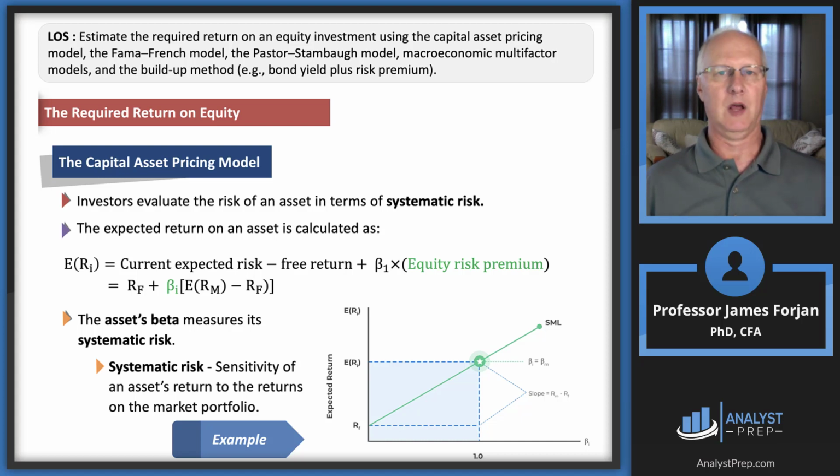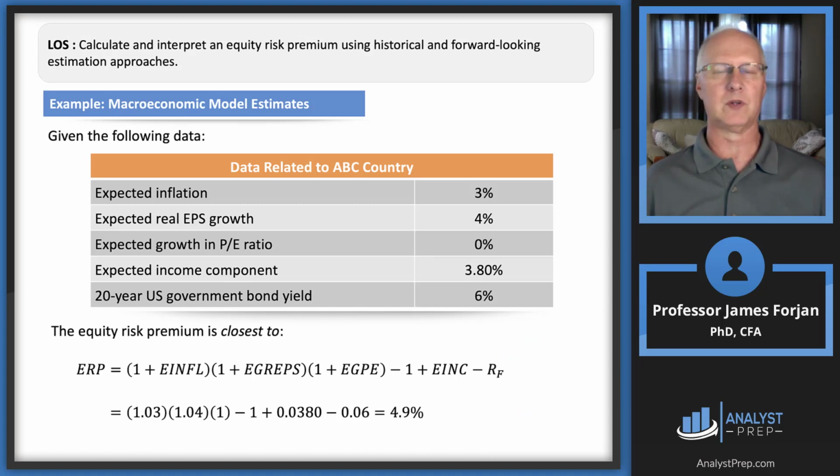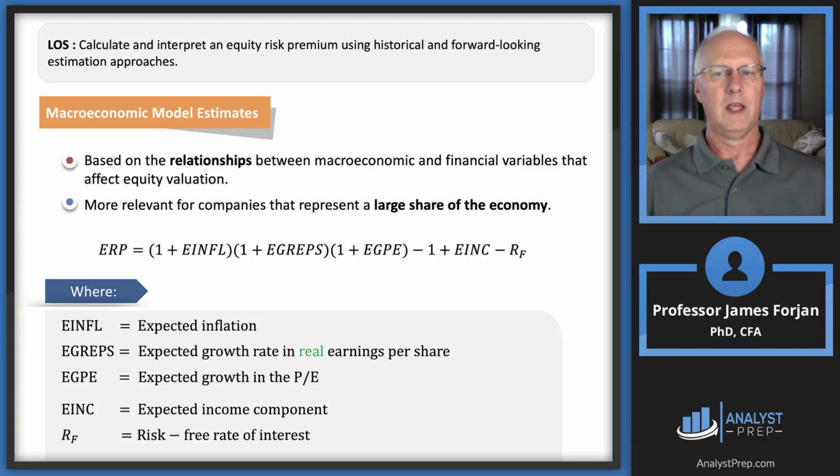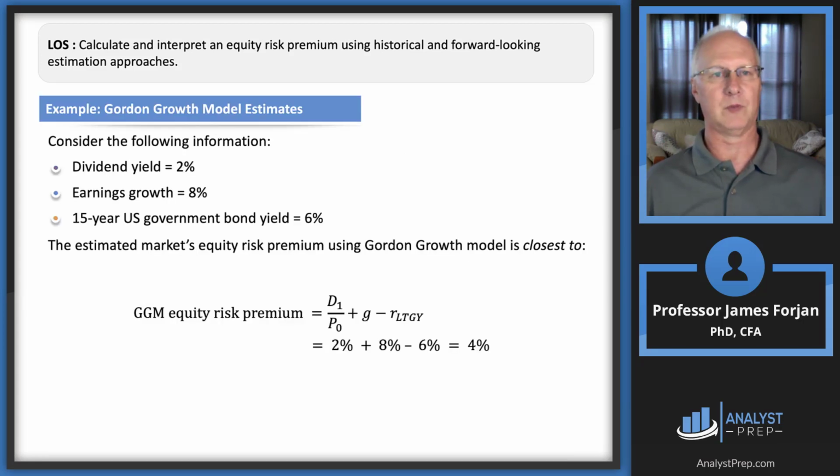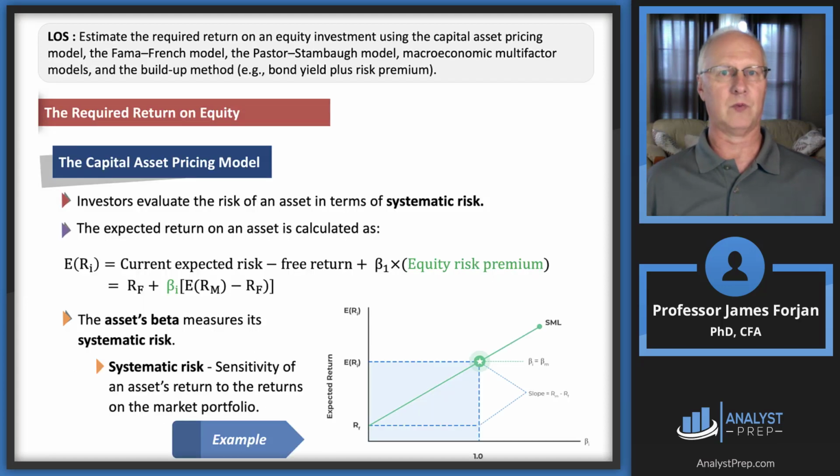Moving on to the next LOS, notice this one asks us to estimate the required return on equity using a bunch of different models. So what we've been doing here in the past, let me just go back real quickly. Here's an equity risk premium. Here's an equity risk premium. And what we're doing now is we're going to use that equity risk premium plus some other input variables to estimate the required return on equity.